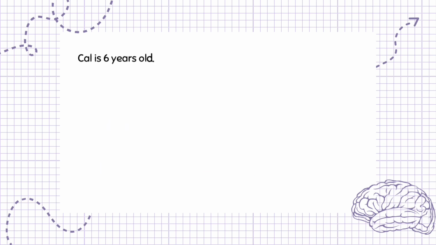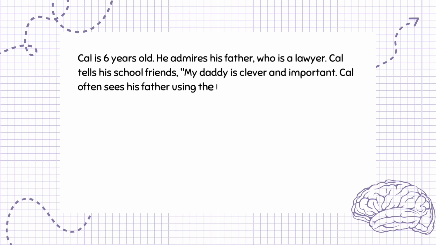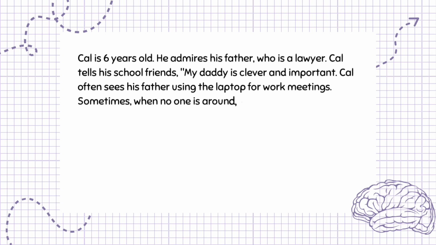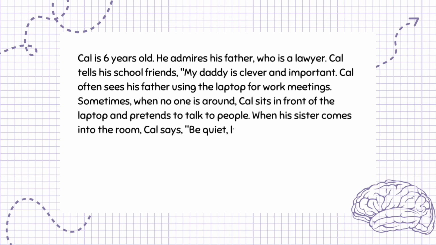Cal is 6 years old. He admires his father, who is a lawyer. Cal tells his school friends, "My daddy is clever and important." Cal often sees his father using the laptop for work meetings. Sometimes, when no one is around, Cal sits in front of the laptop and pretends to talk to people. When his sister comes into the room, Cal says, "Be quiet, I'm doing important work because I'm a clever lawyer."